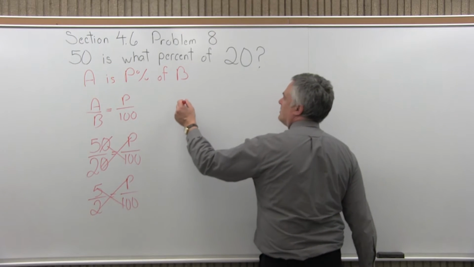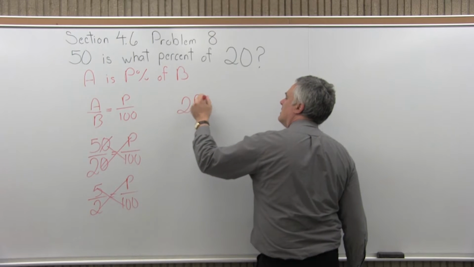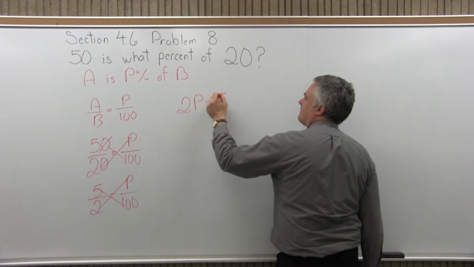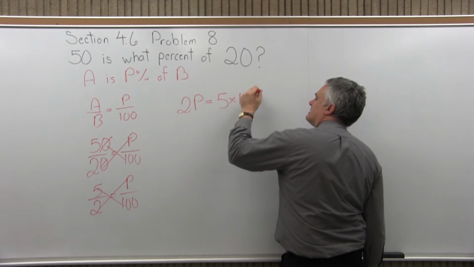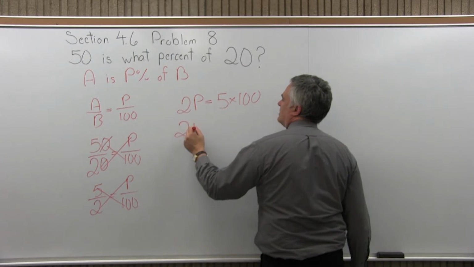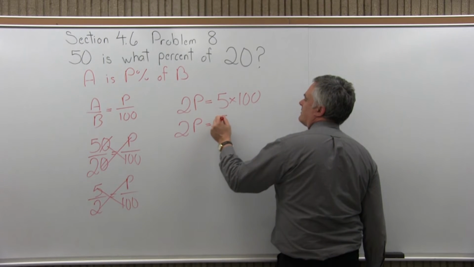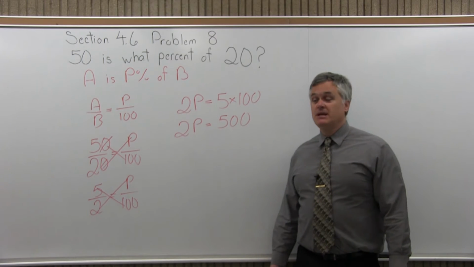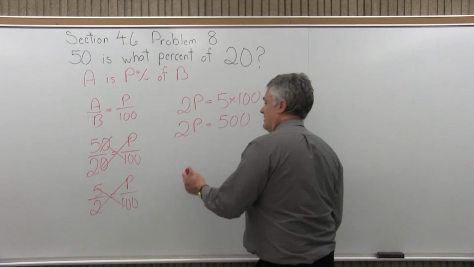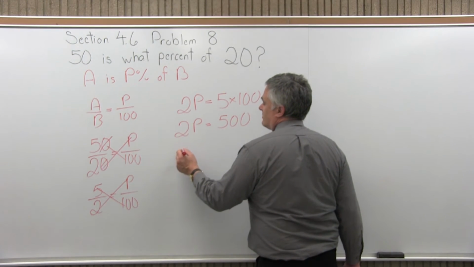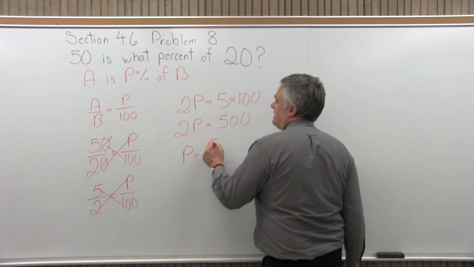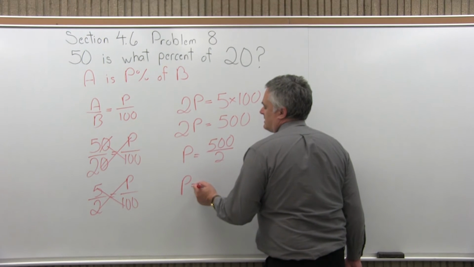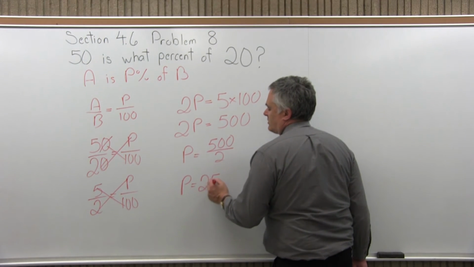2 times P will be 2P. And the other crisscross, we have 5 times 100. And we can simplify that easily enough. 2P will stay as 2P. 5 times 100 is 500. So now we want P equals, not 2P equals, so divide by 2. So P equals 500 divided by 2. And that's easy enough to do. Half of 500 is 250.